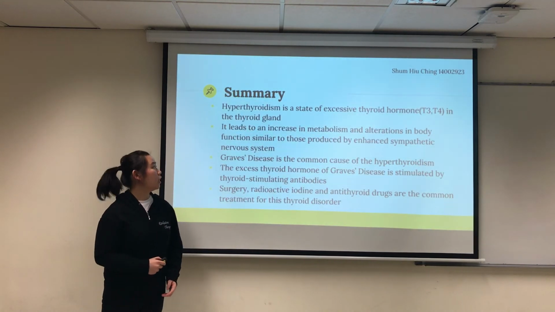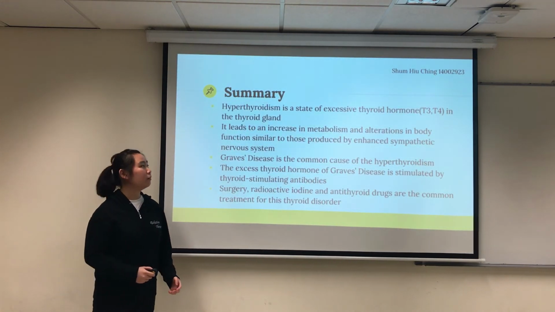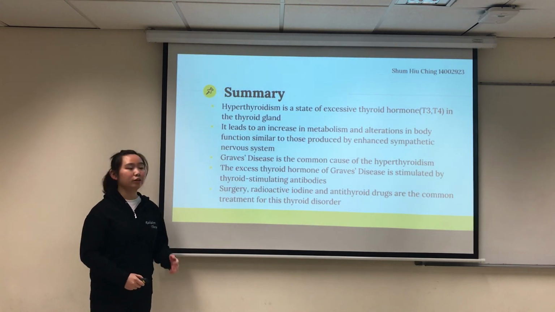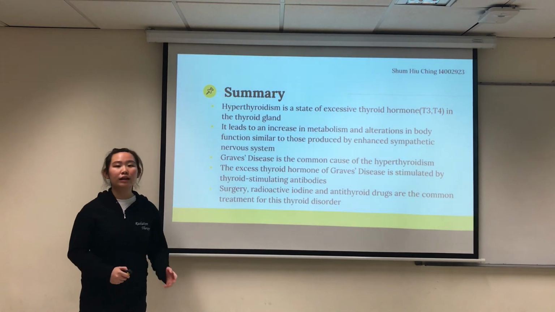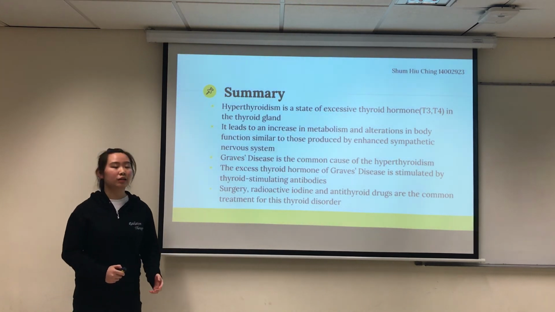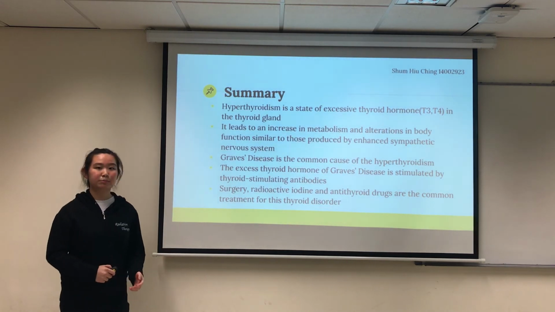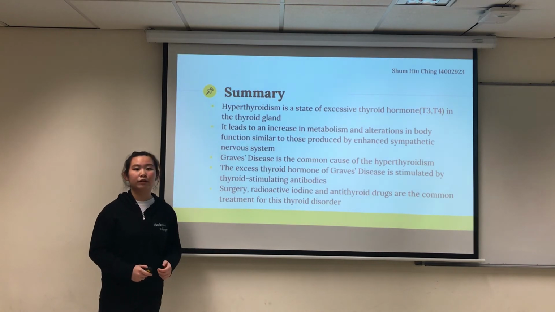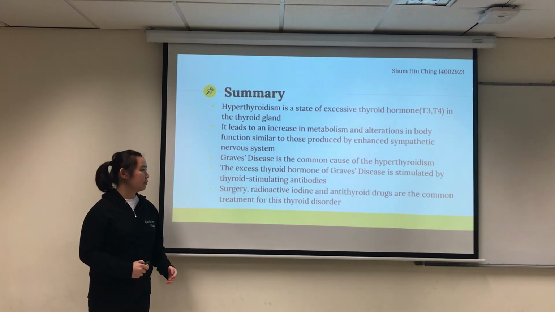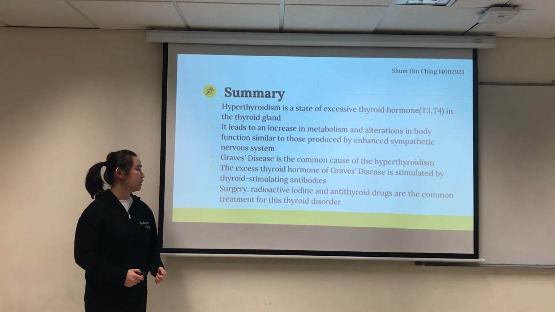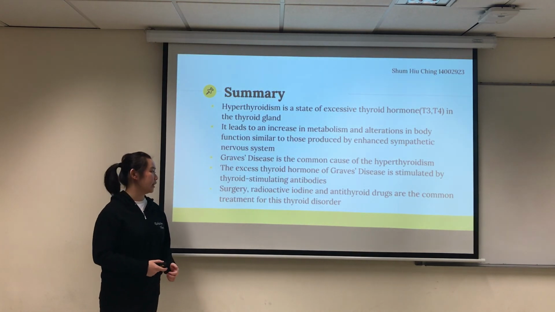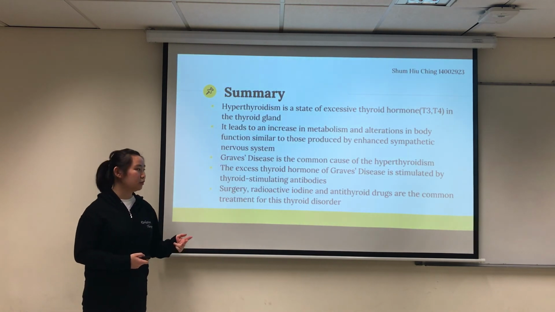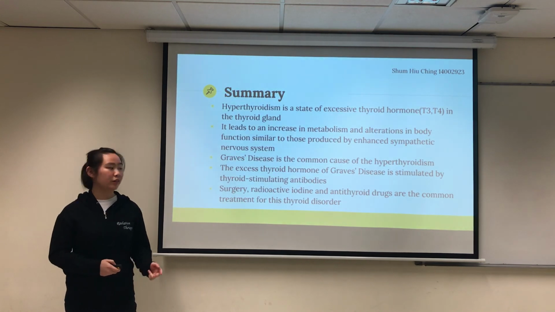To conclude, hyperthyroidism is a state of excessive thyroid hormone from the thyroid gland. It leads to an increase in metabolism and alteration in body function similar to those produced by an enhanced sympathetic nervous system. Graves' disease is the common cause of hyperthyroidism. The excess thyroid hormone of Graves' disease is stimulated by the thyroid-stimulating antibody. Surgery, radioactive iodine, and anti-thyroid drugs are the common treatments for this thyroid disorder.